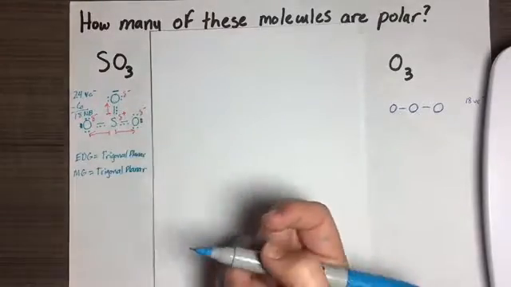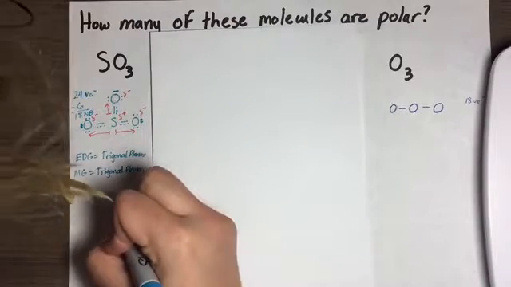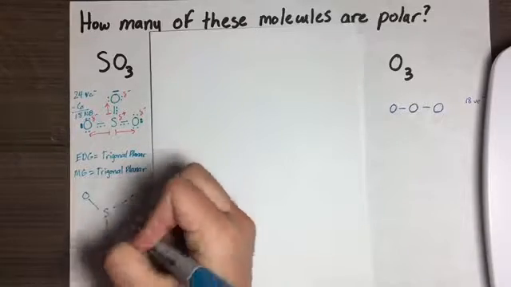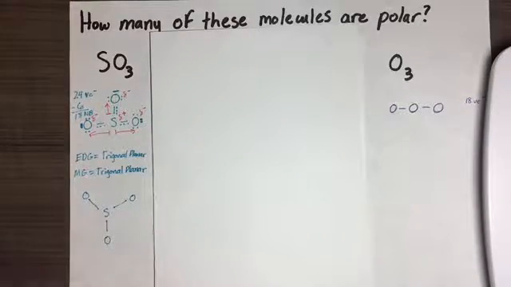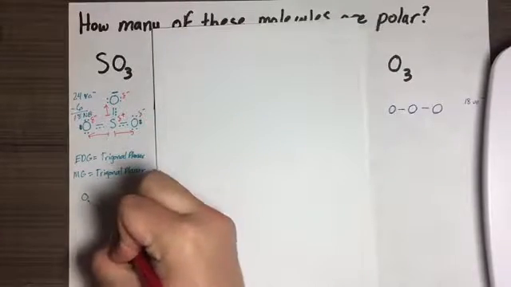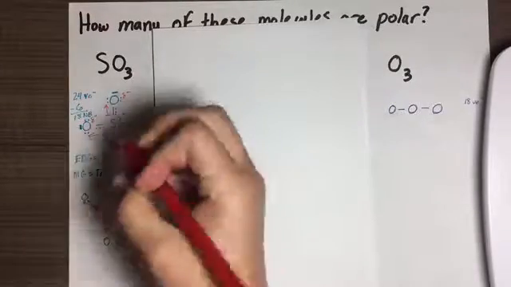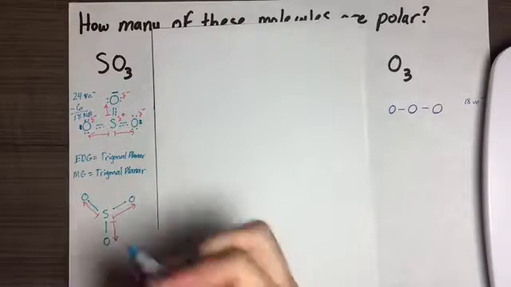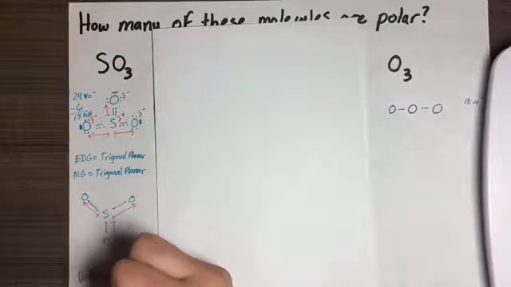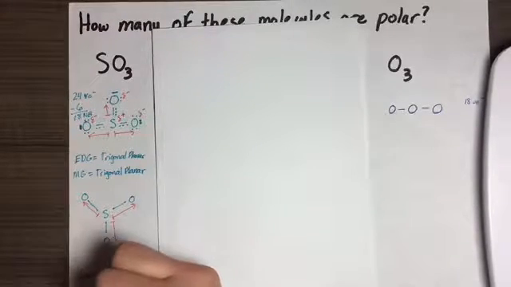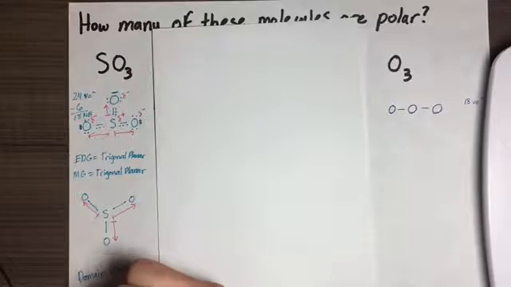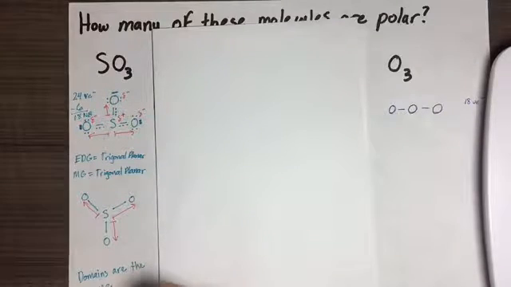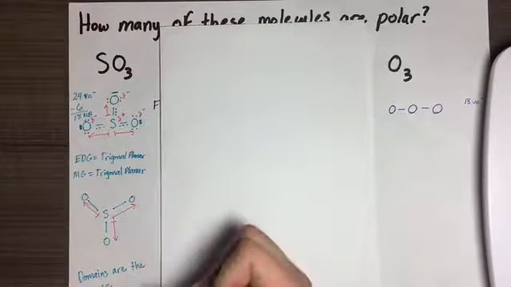So let's draw out our molecular geometry. We have our S in the middle, an O here, an oxygen here, and an oxygen here. I'm also going to draw out the dipoles. Since all the domains are the same, that means that there is no net dipole, which means it will be a non-polar molecule.